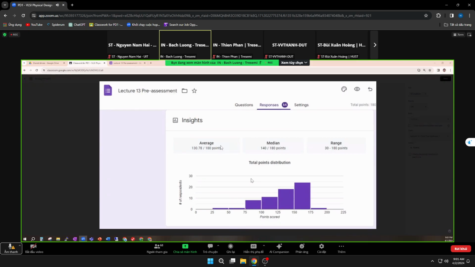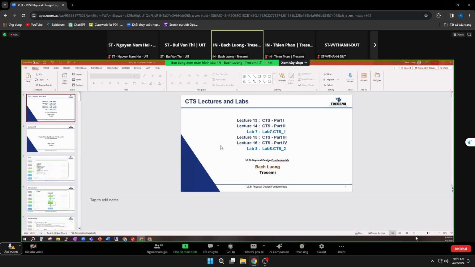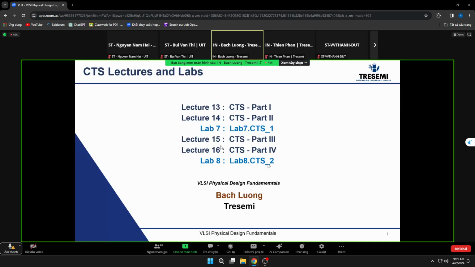The average score ranges from 30 to 180. Okay, so let's move on. Can you see the slideshow? Yes. Okay, so as mentioned, today is the first lecture on CTS, clock tree synthesis.